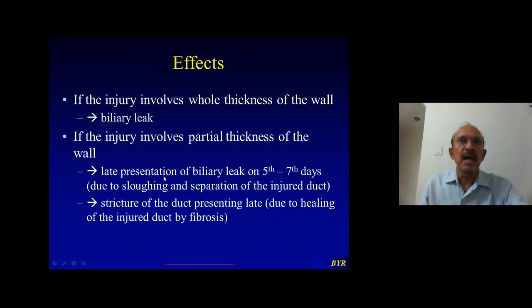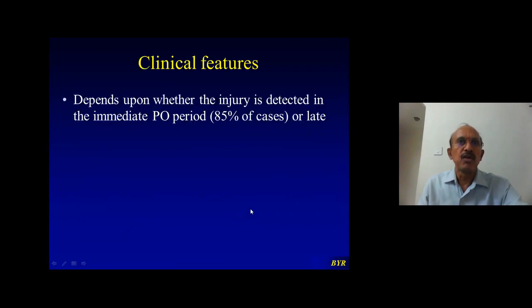So injury to the bile duct can manifest as immediate biliary leak, or delayed biliary leak on the 5th day or 7th day, or as stricture of the bile duct. So these are the three types of manifestations of injury to the bile duct due to trauma, due to operative trauma.